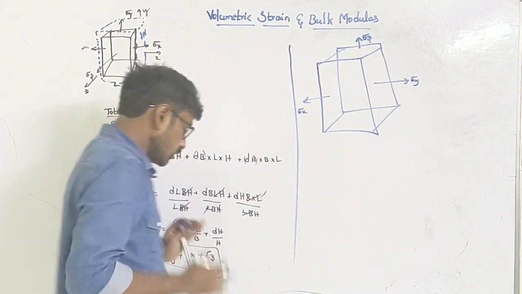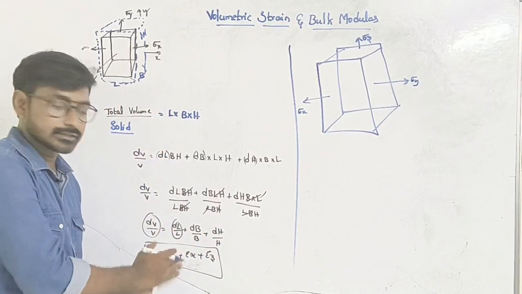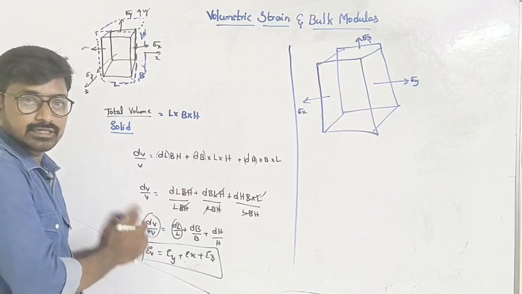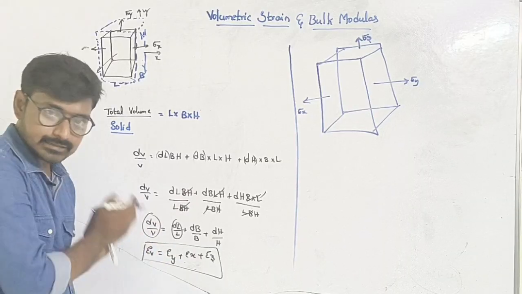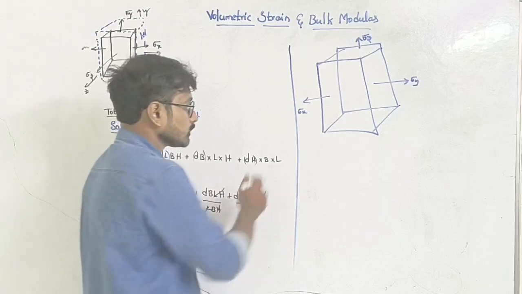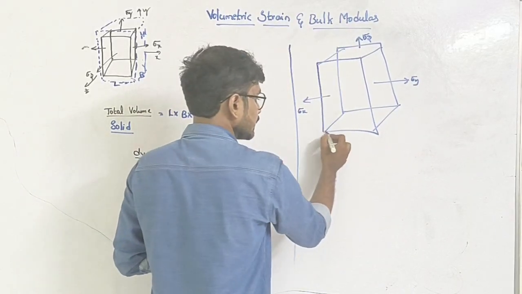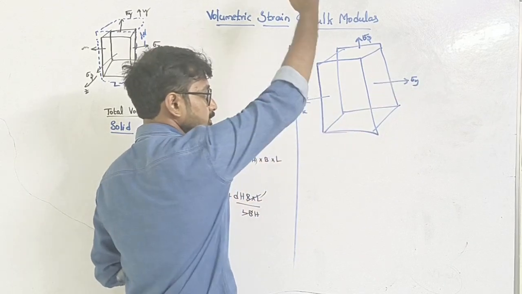So if we want the volumetric strain, we need to calculate the strain in the x direction, y direction and z direction. The summation of all these three strains will give us the total volumetric strain. So let us calculate for this body: this is the x direction, this is the y direction, this is the z direction.